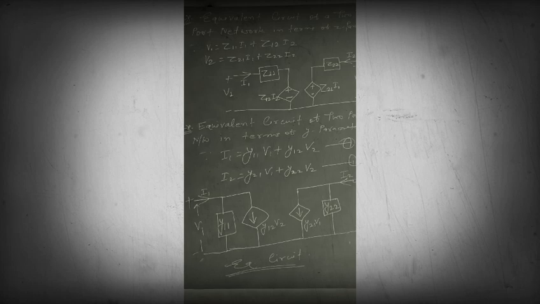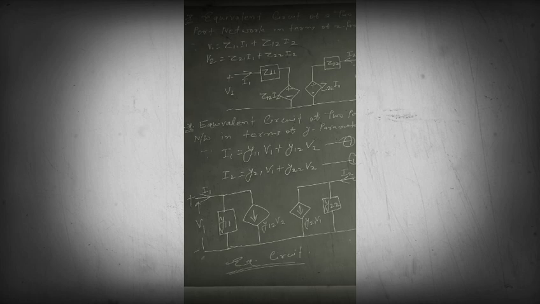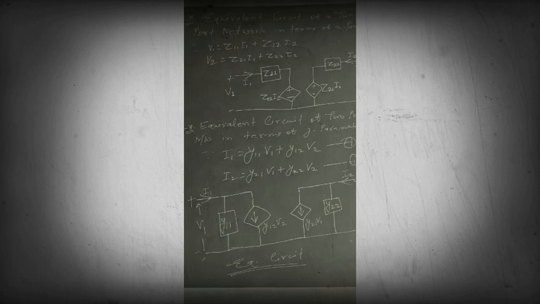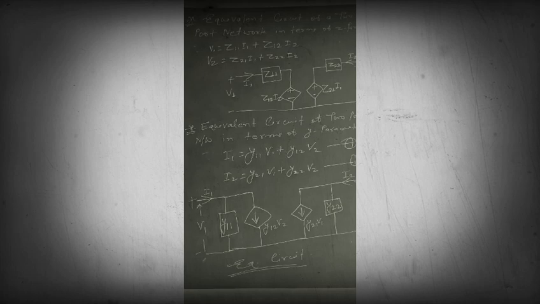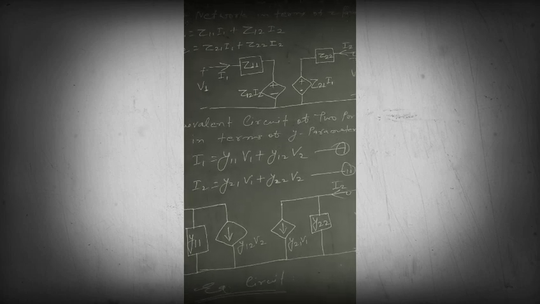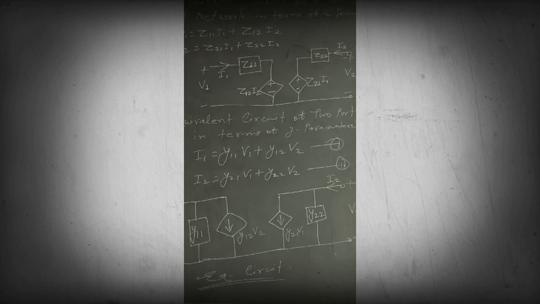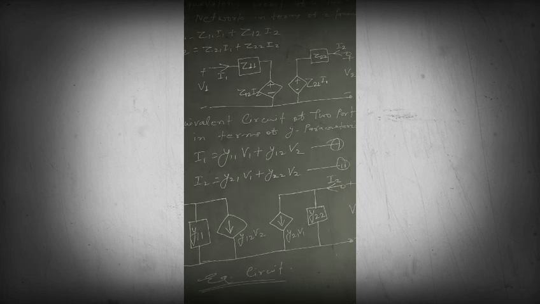In the first equation, that is V1 is expressed in terms of I1 and I2, and two network parameters Z11 and Z12 are involved. So we see first term is Z11 into I1. So Z11 into I1 is nothing but the voltage drop. And when we are representing a two-port network, there will be two ports. At one port there will be voltage V1 and current I1. Similarly, at another port we'll have voltage V2 and current I2.